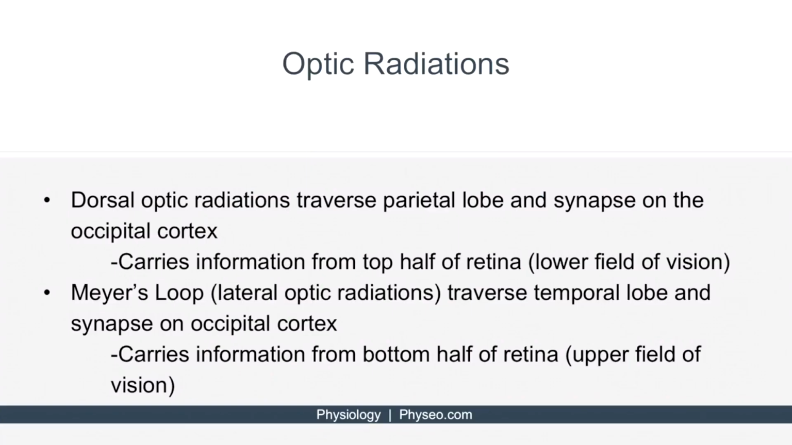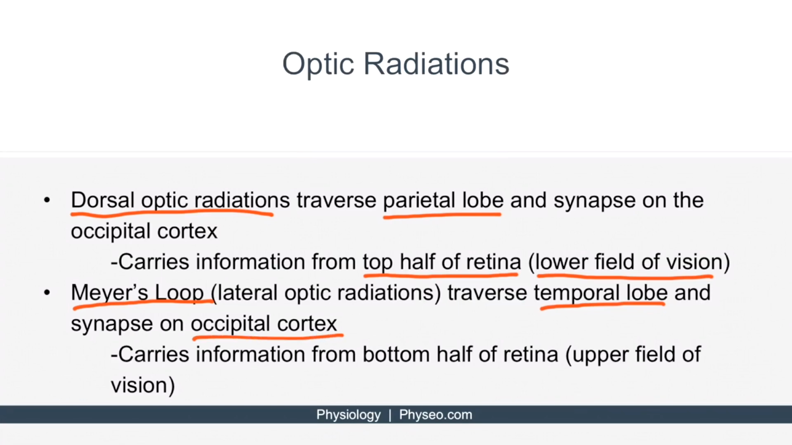So now let's talk more about the optic radiations. First, the dorsal optic radiations traverse the parietal lobe and then synapse on the occipital cortex. Now this carries information from the top half of the retina, which actually ends up being the lower field of vision. And then we have the Meyer's loop, which we can also call the lateral optic radiations, which traverse the temporal lobe, and then finally synapse on the occipital cortex. And this carries information from the bottom half of the retina, which is the upper field of vision. We'll elaborate more on that.